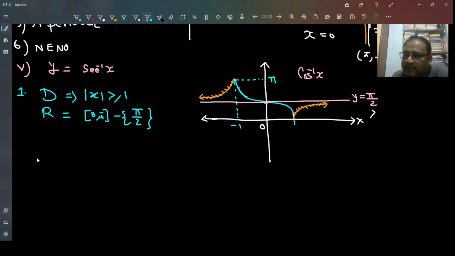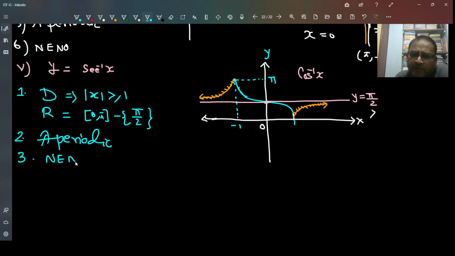With respect to the y-axis, it is not symmetric. With respect to the origin, it is not symmetric. It is an aperiodic function. This is enough for this curve.